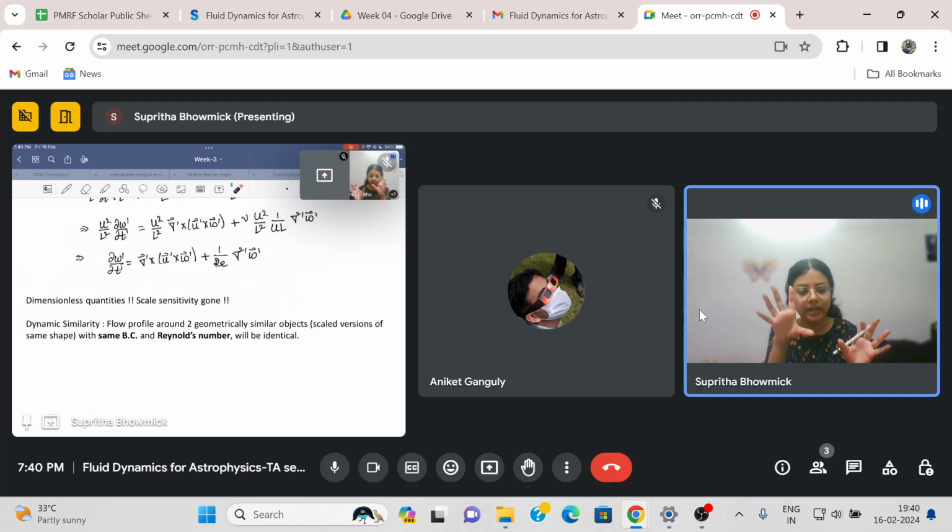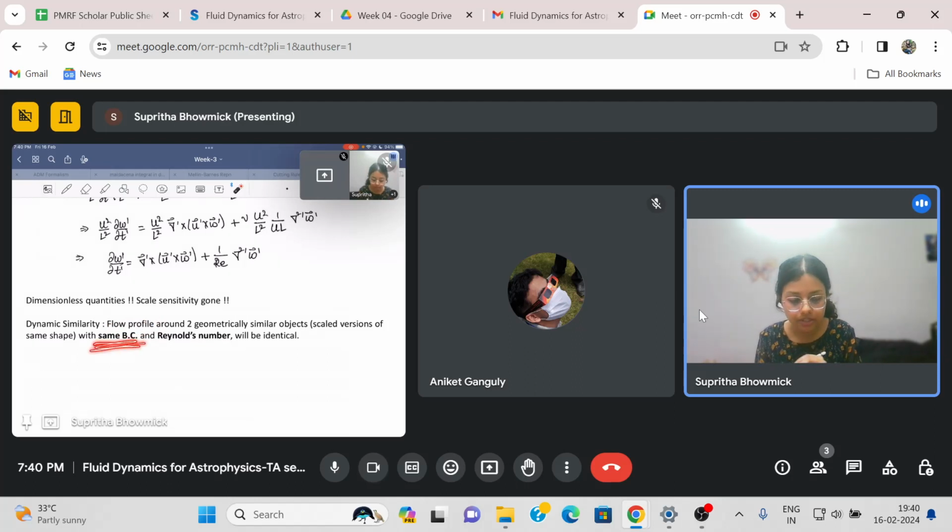because of course U and L for a ship in seawater and a toy model in a bathtub are not going to be the same. Okay, so that's the thing. As long as Re is the same, and that's the principle of dynamic similarity, you have the flow profile around two geometrically similar objects, which are just scale versions of each other, having the same shape. And of course with the same, but this is very important, with the same boundary condition and Reynolds number. The flow profile will be identical if you have the same boundary condition and same Reynolds number.